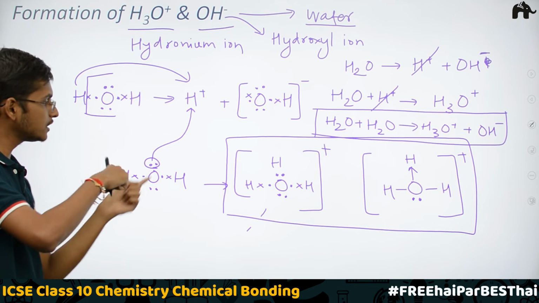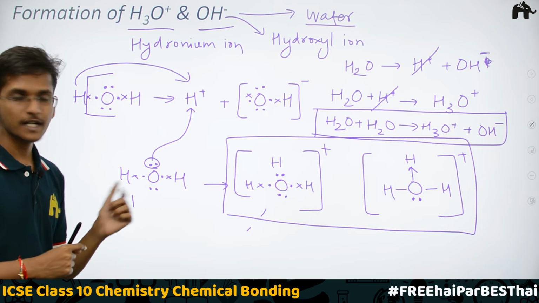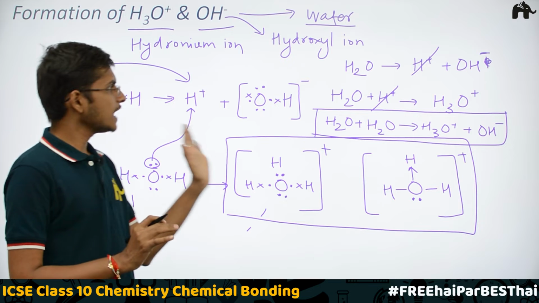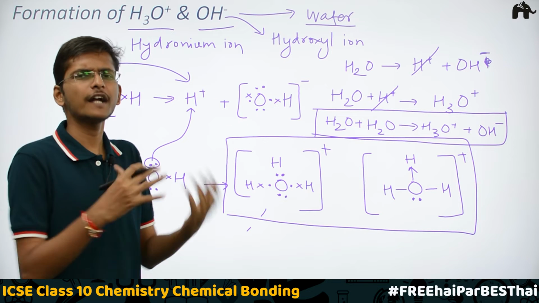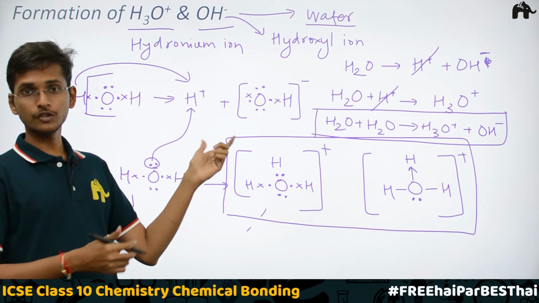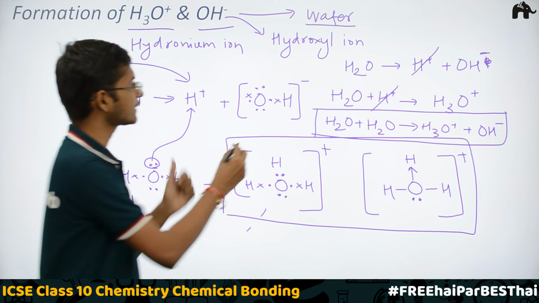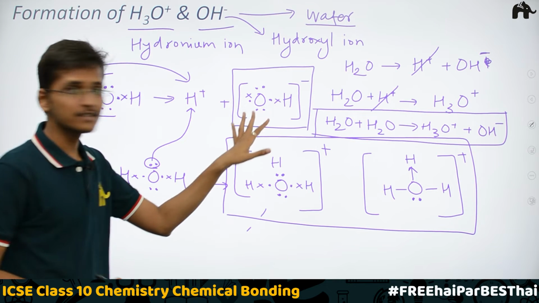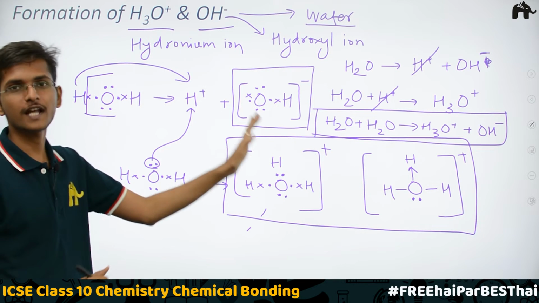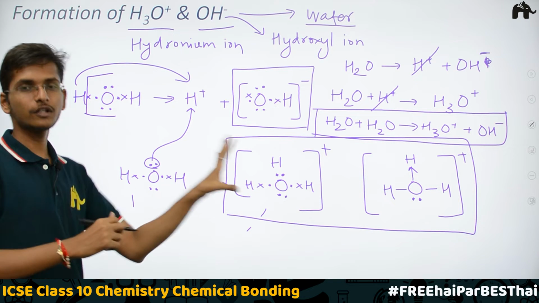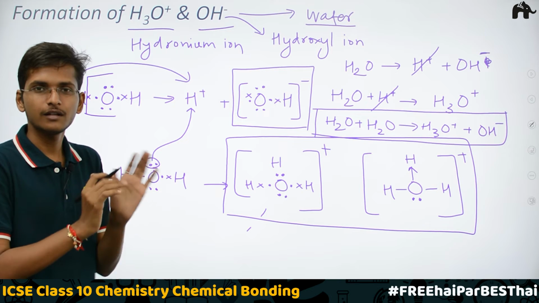and we have also studied the lone pair effect of the oxygen atom of water. One more important thing: if they ask you to draw the electron dot structure of hydroxyl ion, you know now. This is the electron dot structure of hydroxyl ion. For drawing this, you should know the process of how hydroxyl ion is formed. Likewise for the hydronium ion's electron dot structure, you should know the process. Then only you won't make any silly mistake.